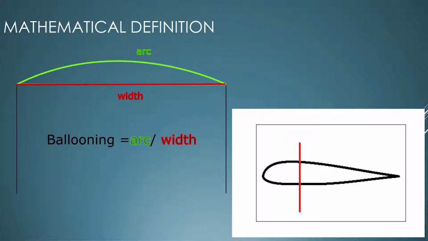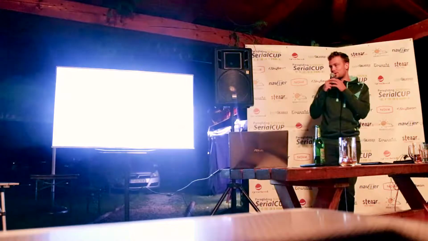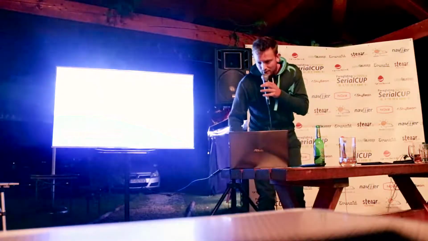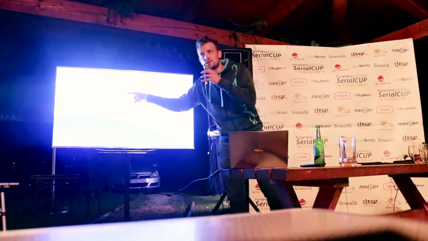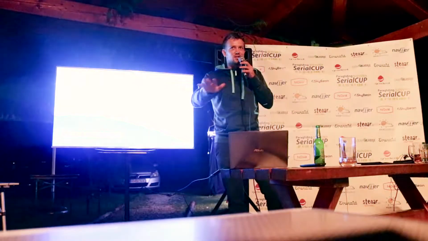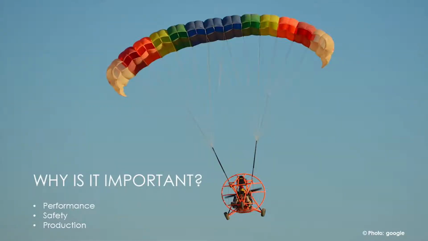Okay. And the pure mathematical definition itself says that ballooning is your arc, so the length of your cloth on the top sail, divided by your sail width. That's the pure mathematical definition. In reality, or not mathematically speaking, ballooning is, like Jože already said, more of an objective measurement of this inflated thingy here between the profile ribs. Okay? Yeah? I mean, if nothing else, I just want you to know this in the end. Okay, any questions so far? Good.